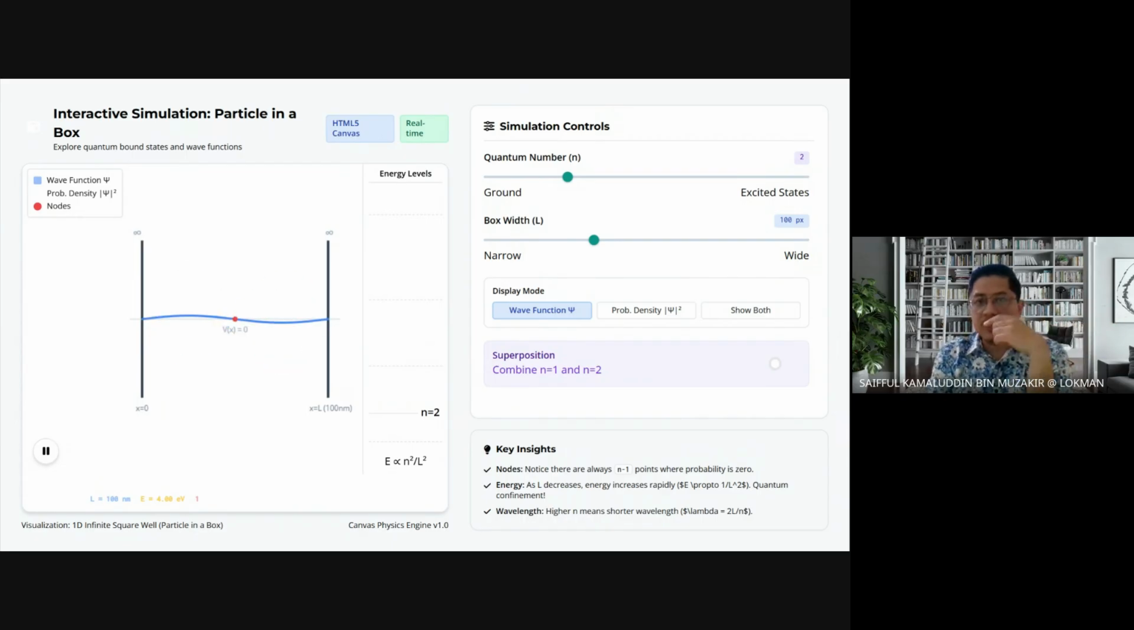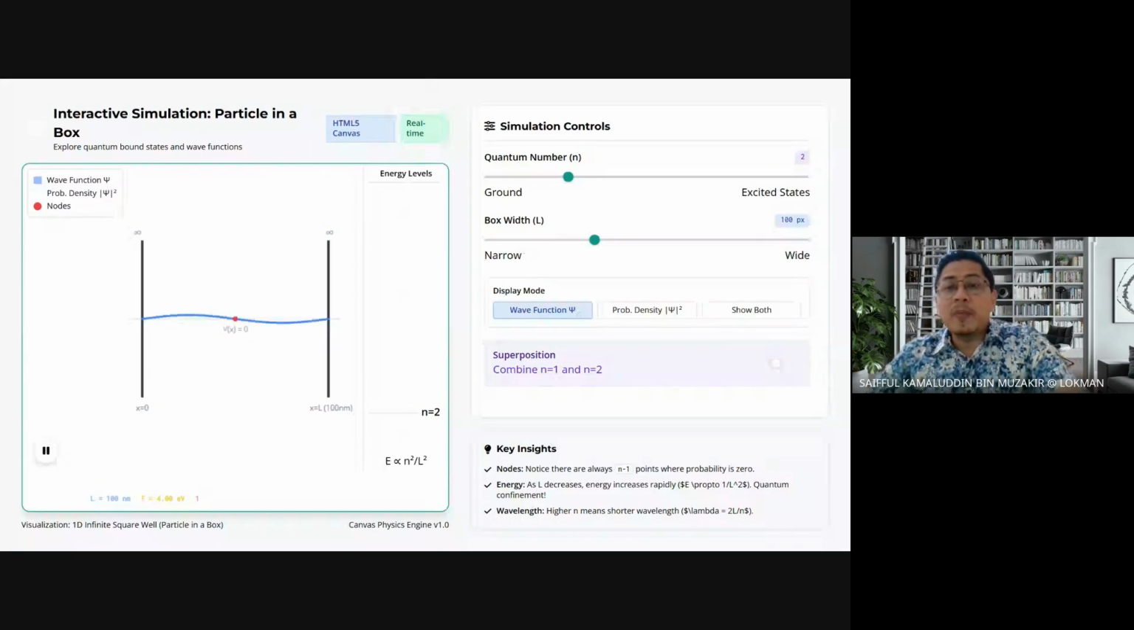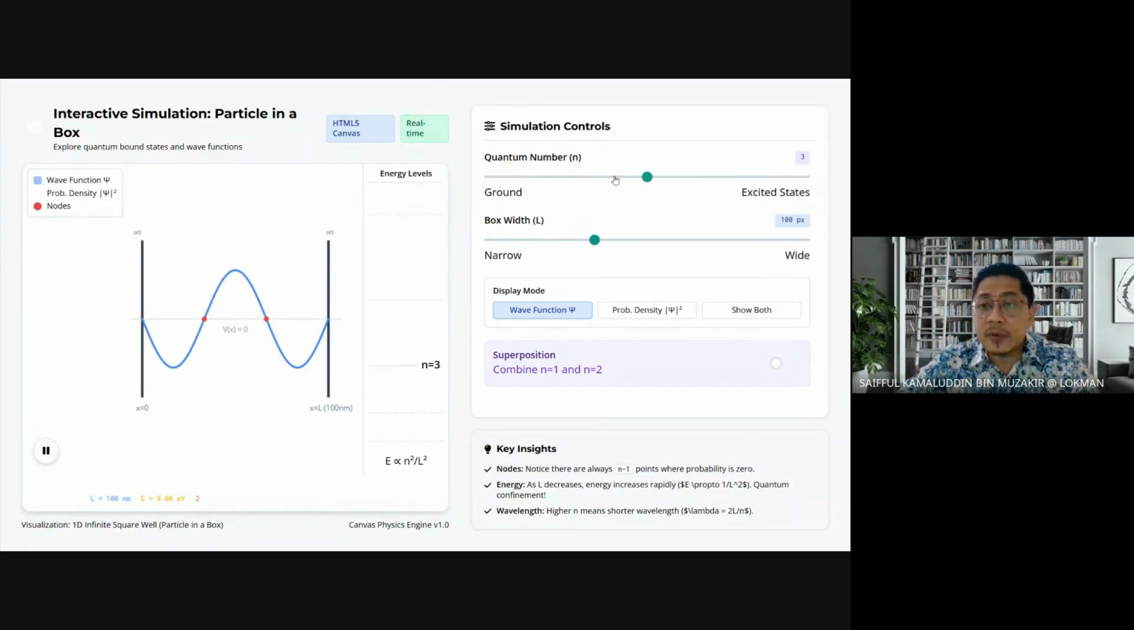Look at the nodes. The number of nodes is N minus 1. For example, N equals to 1: the number of nodes is 0, because 1 minus 1 equals 0. How about N equals to 2? The number of nodes is 2 minus 1, so the number of nodes is 1. See? How about N equals to 3? 3 minus 1, so our nodes is 2. Let me try to stop.